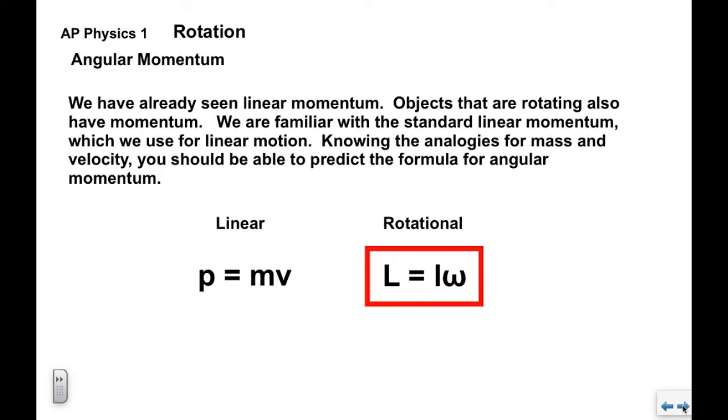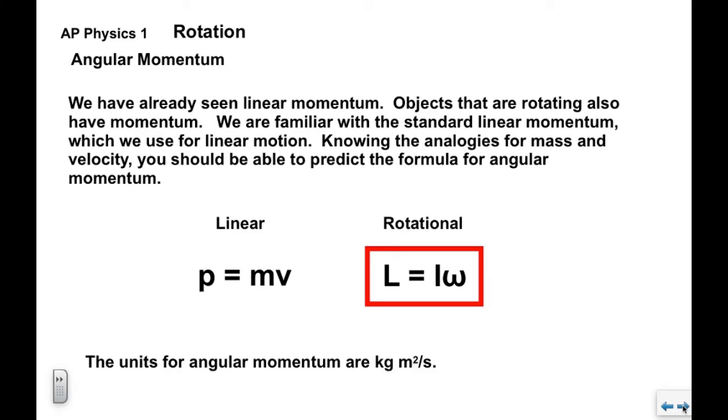The symbol for angular momentum is a capital L. L equals I times omega. I is the rotational analogy for mass. Omega is the rotational analogy for linear velocity.